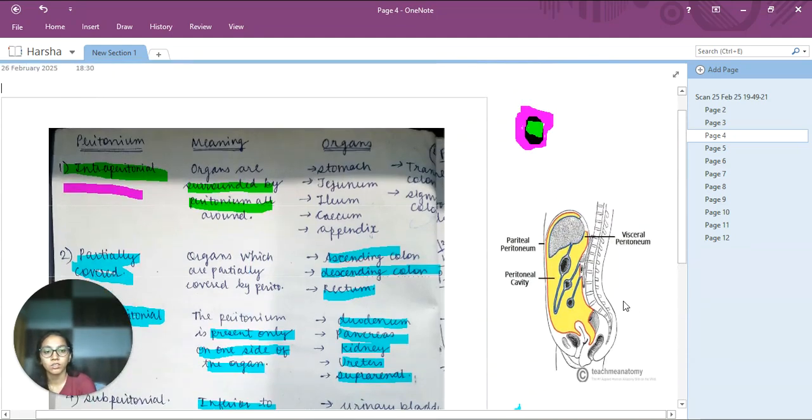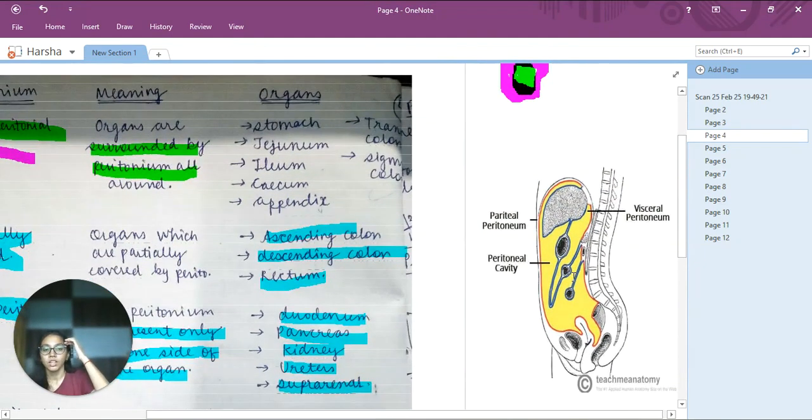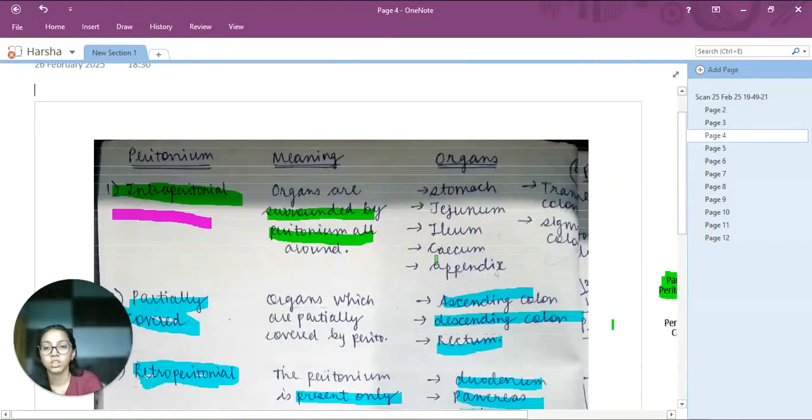First, as you can see over here in the diagram, this is the parietal peritoneum, which we have discussed yesterday. The parietal peritoneum is the one which is covering the outer side of the abdominal cavity, while this is the visceral peritoneum, which is covering the viscera all around. In between the parietal peritoneum and visceral peritoneum there is this space, that is known as the peritoneal cavity.